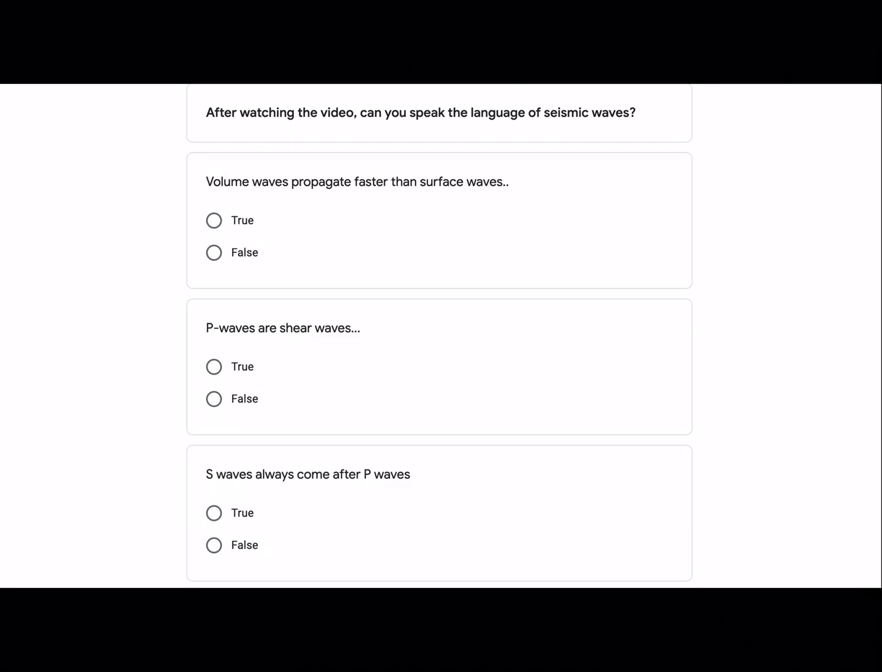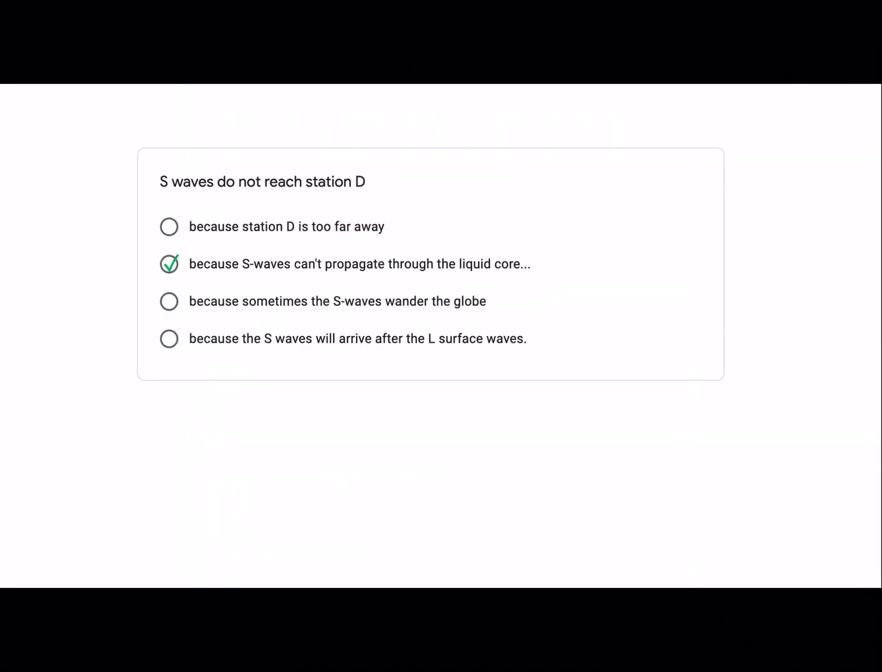Okay, so let's look at the answer to the question of the quiz. Body waves travel faster than surface waves. P waves are compressional waves, so they are not shear waves. S waves always arrive after P waves. And in this little video you could also see that no S waves were reaching station D.